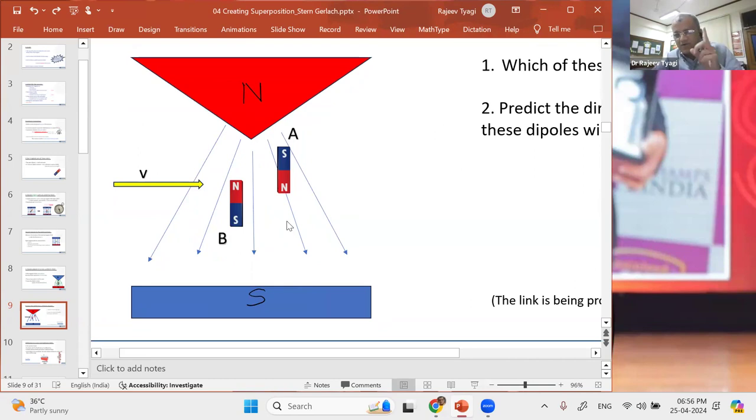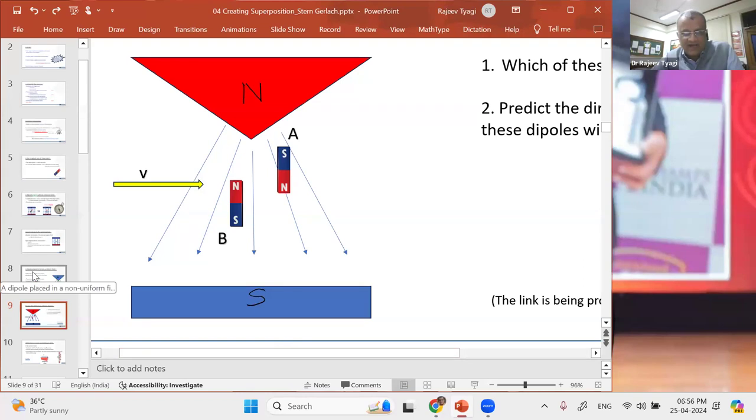So if you remember, what was spin up? Spin up was the dipole moment aligning itself with the external field. Now check the direction of the dipole, south to north, and the field is in this direction. So which of these two is spin up? And now guess, which of these two will deflect up and which of these two will deflect down? Make a guess.